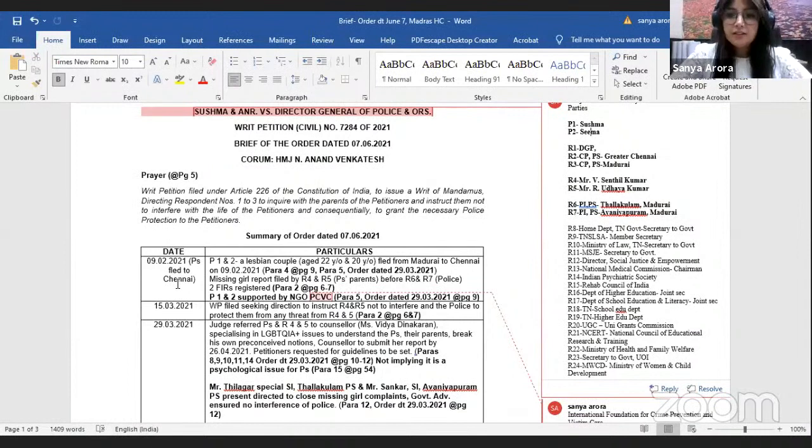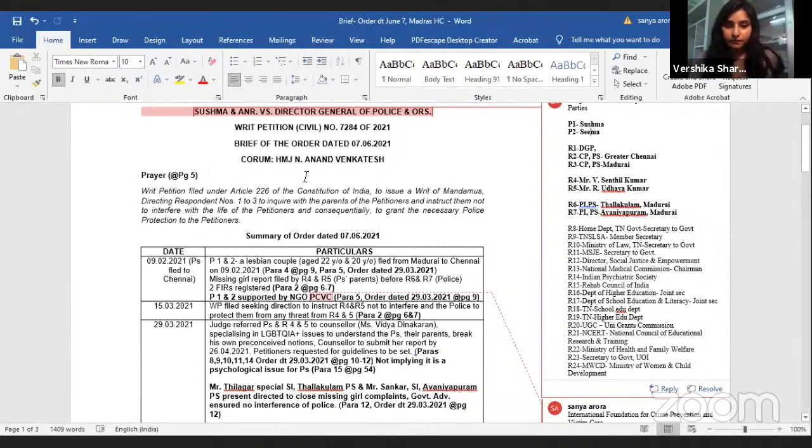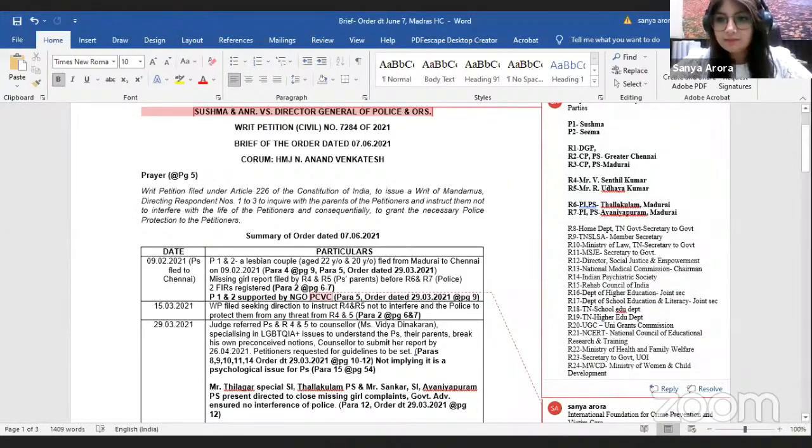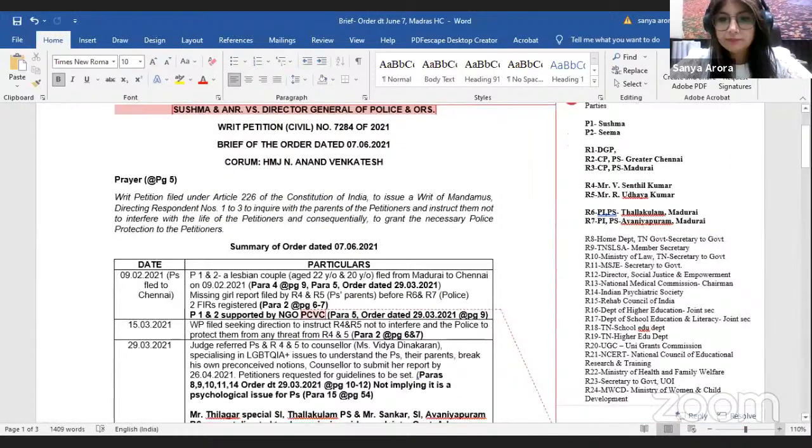So the very first thing, excuse me, yes, Sanya, could you increase the size of the screen, please? Yes, sure, I'll do that. So is it better? Varshita, is it better? Sanya, I think we can go a couple more points up.